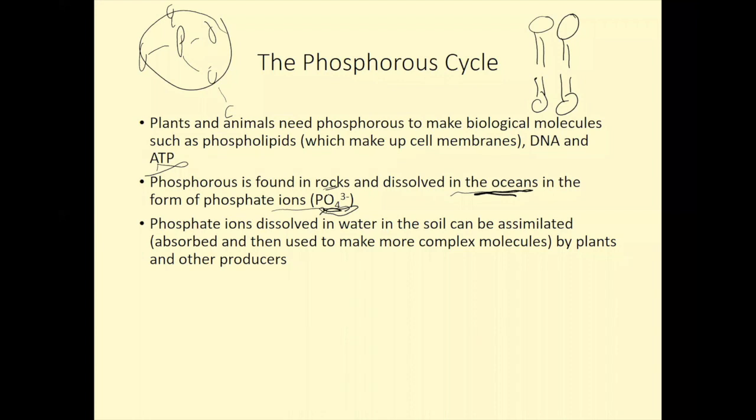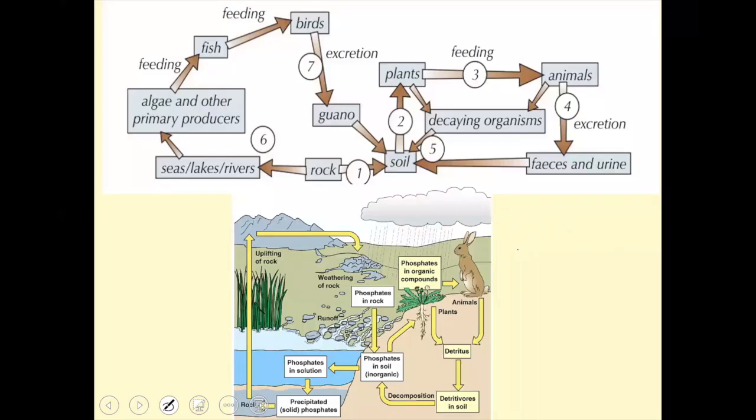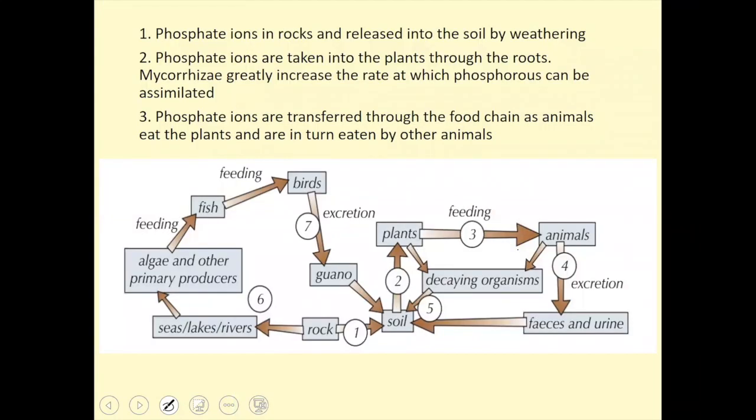There should be no limit of phosphate there. However, on farmland, it might be a different thing; this could be a limiting factor. Phosphate ions are dissolved in water and assimilated, that word again, made into complex molecules by plants and other producers. So this is going to be a bit of a difficult one to sketch out. There's a lot of information here, so I'm going to talk you through it. We'll start with part one.